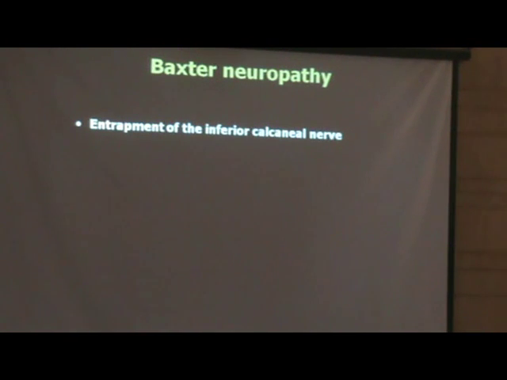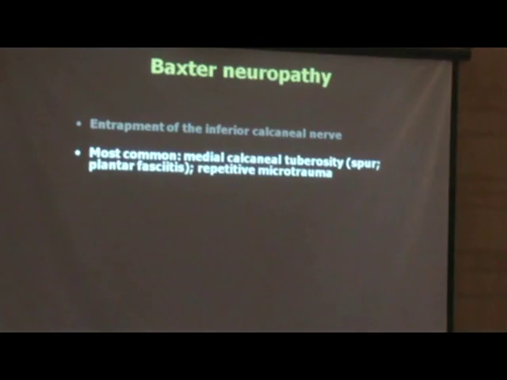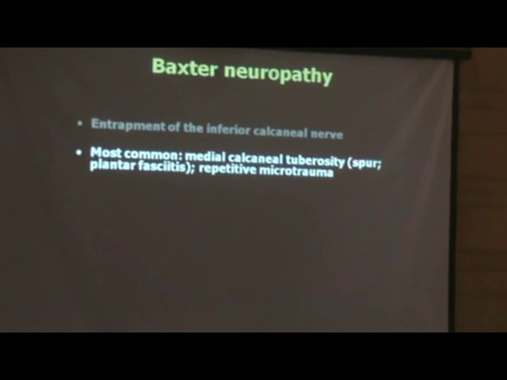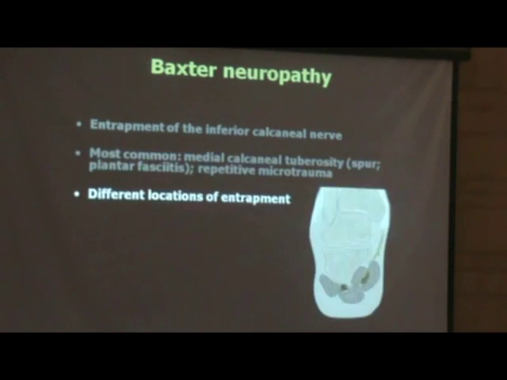So we have entrapment of the inferior calcaneal nerve. Remember, first branch of the lateral plantar nerve. Most commonly, the entrapment occurs at the level of the medial calcaneal tuberosity because of spur formation or plantar fasciitis. I'm going to show you some examples. And sometimes we have repetitive microtrauma leading to entrapment as well.